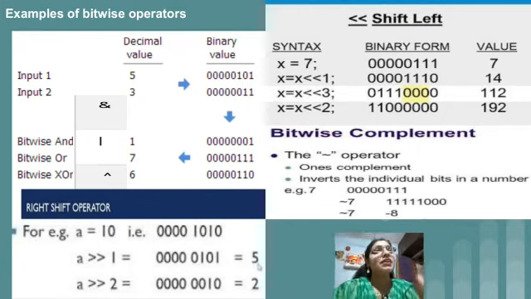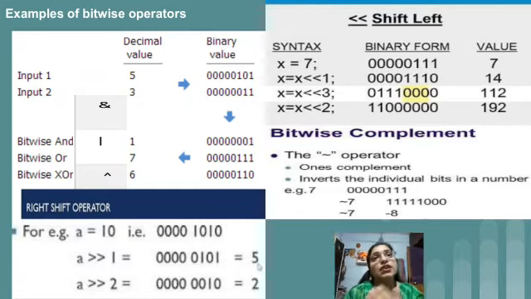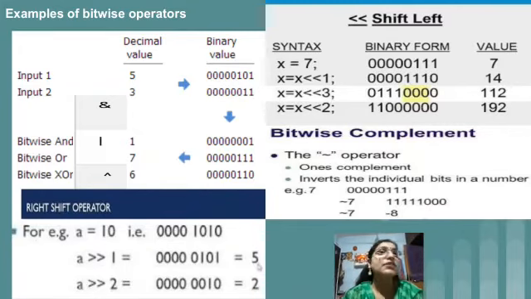Similarly, now we are comparing 5 and 3. We start from the right-hand side and then move to the left-hand side. First comparison, 1 and 1, gives 1. After that 0 and 1 will be 0, 1 and 0 will be 0, and the others are 0. So if we perform bitwise AND between 5 and 3, the answer will be 1.